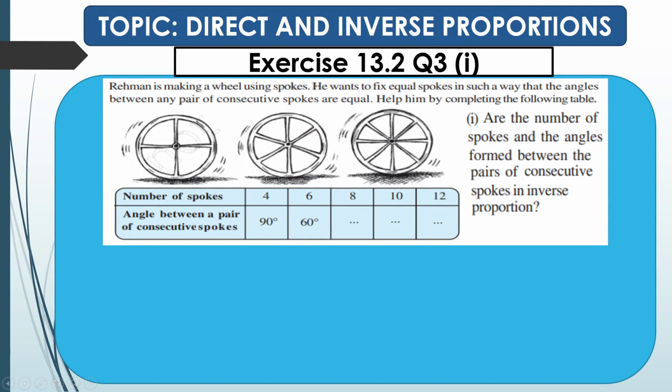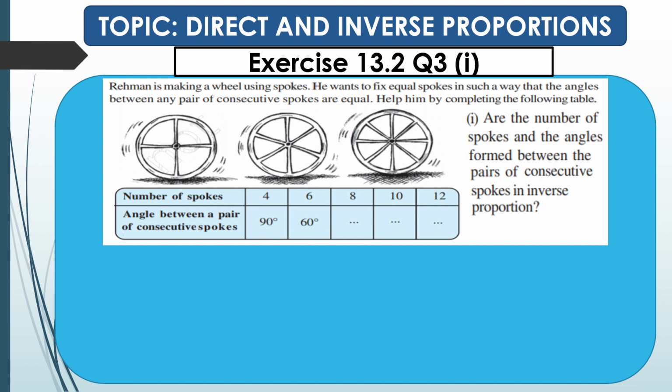Exercise 13.2, question number 3. Let us do the first subdivision. Rahman is making a wheel using spokes. He wants to fix equal spokes in such a way that the angles between any pair of consecutive spokes are equal. Help him by completing the following table.